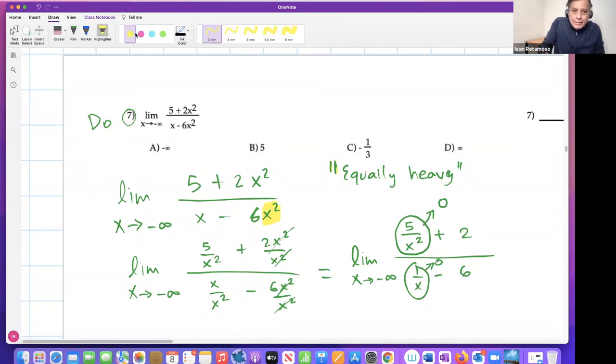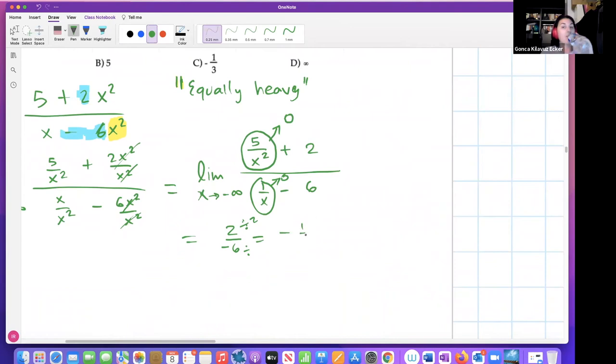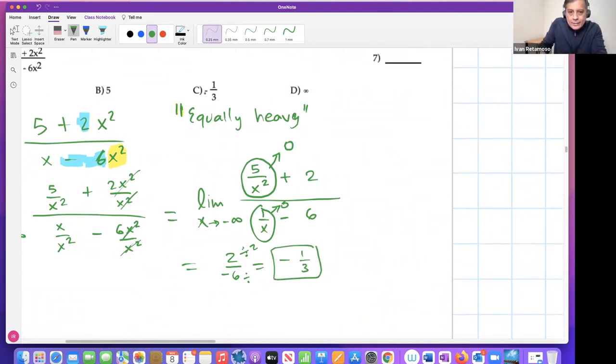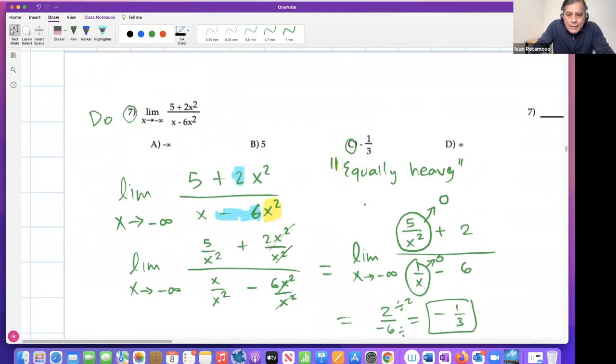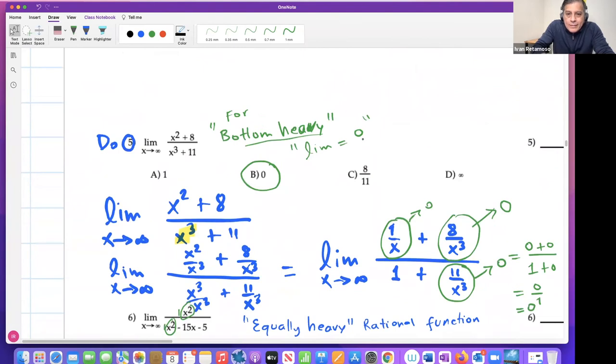And as we advertised, the ones that survive, the ones that really determine the limit, are these coefficients, these two. You can ignore the rest, these two together with a sign, negative six, two. So this is what is left: two over negative six, and simplifying by dividing both by two leads to negative one over three. Excellent. So I showed you a trick to deal with equally heavy rational functions and a trick to deal with bottom heavy: bottom heavy is easy, the limit is zero.